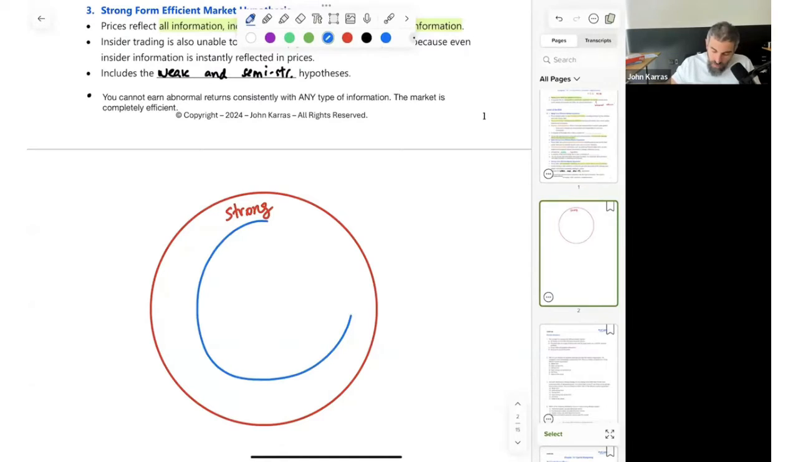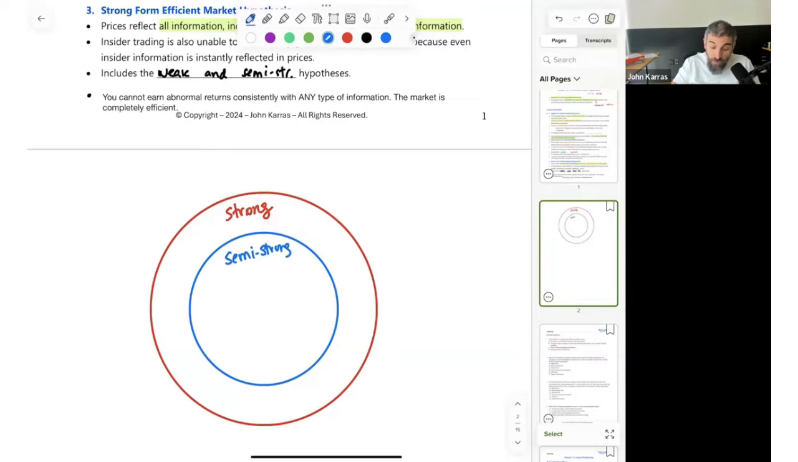Then within it, draw another one. This is your semi-strong. You see, the strong form includes the semi-strong. The semi-strong doesn't include the strong. It's the other way around. I do this for people who forget which one includes the other. And then the weak is right in there in the middle.